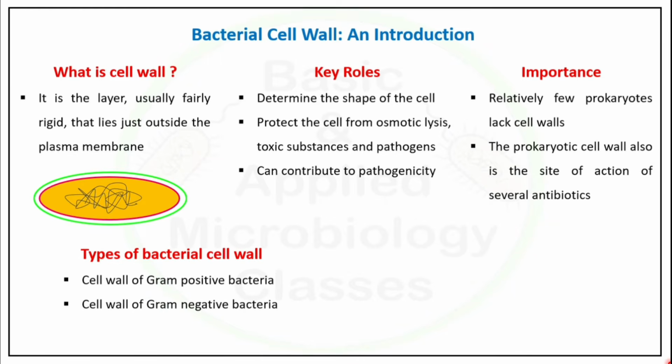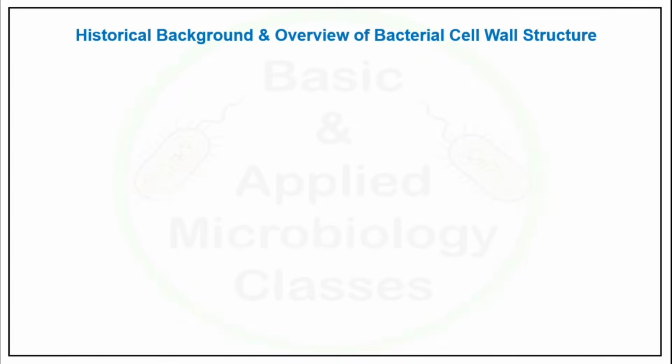After that we are going towards the key component of the bacterial cell wall. You should know that the key component of the bacterial cell wall is peptidoglycan, which is also known as murein, and it is very unique to bacteria. So now we are coming towards the historical background and overview of bacterial cell wall structure.